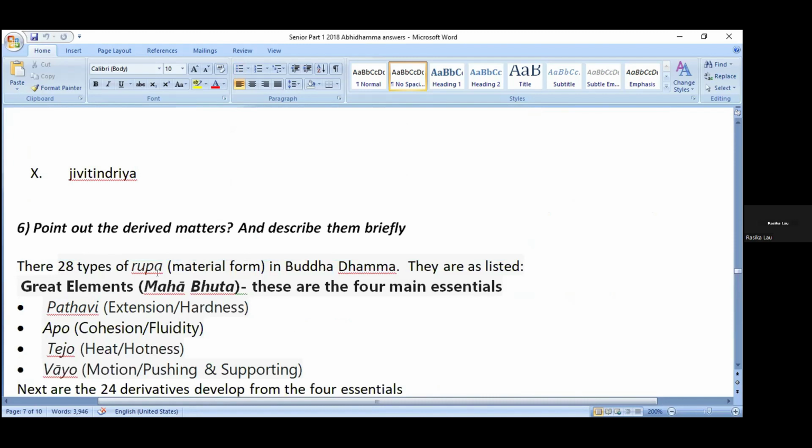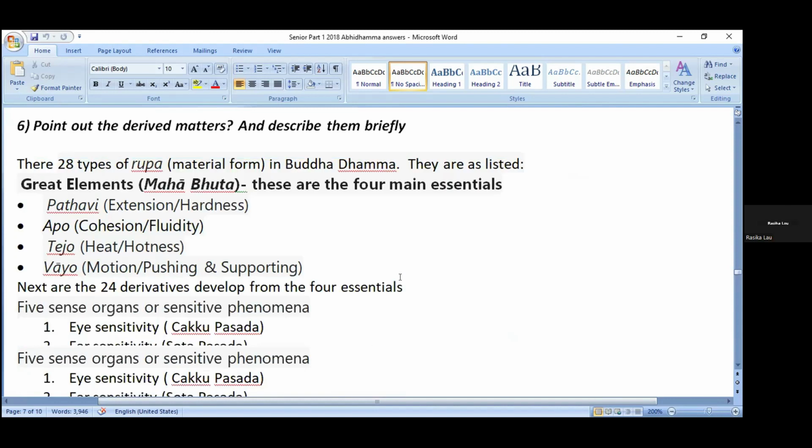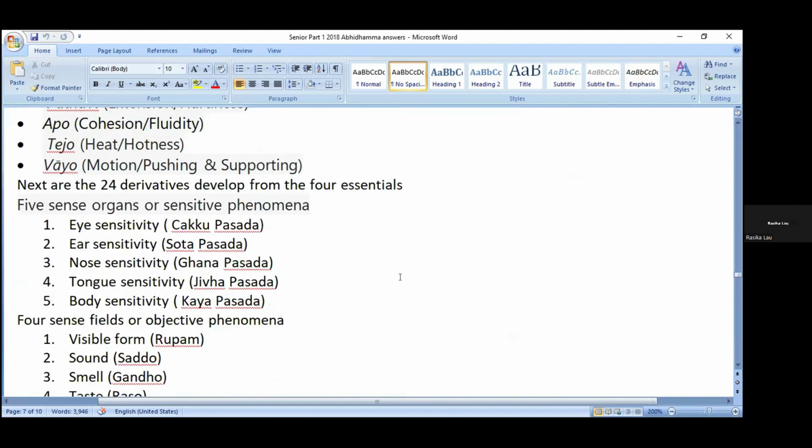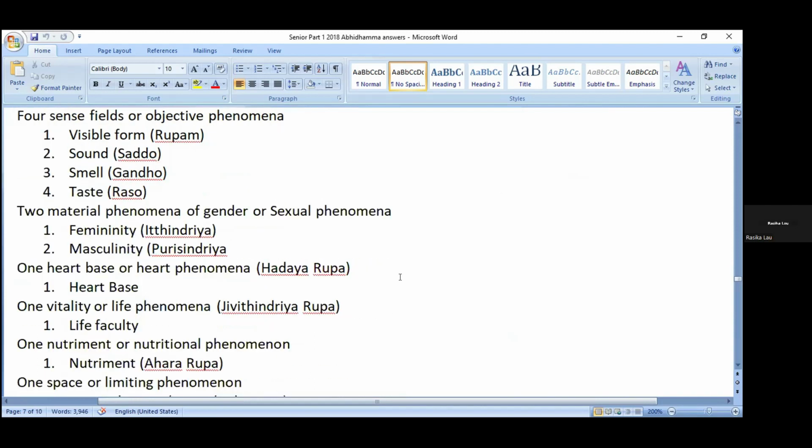There's a question that says, point out the derived matter and describe them. This question is sure to come out. You all have to go and learn. First one to come out, first one to do. Better do it. This one is guaranteed to come out, 100%. So remember these 28 of them well.